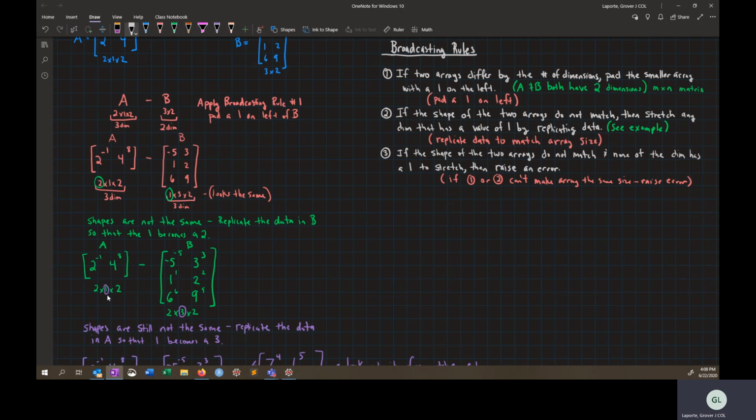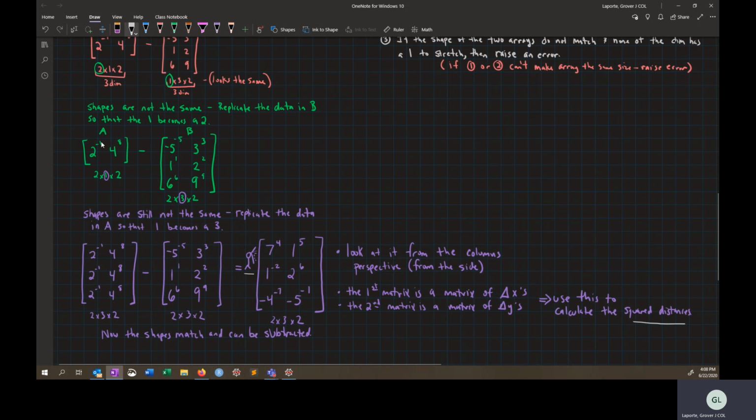Now the next problem that I run into is there's a 1 here and there's a 3 there. They don't match. So what are we going to do? We're going to replicate the data in A so that we can turn that 1 into a 3. That means I got to have 3 rows. I'm replicating, so that's 1 row of data, and I'm going to have another row of data and another row of data, and it's going to be exactly the same information. So if you come down, you'll see that. I got 2, 4, negative 1, 8, 2, 4, negative 1, 8, 2, 4, negative 1, 8, right? I replicated it 3 times in order for that to become a 3, which it did.